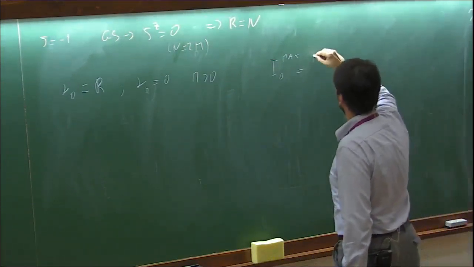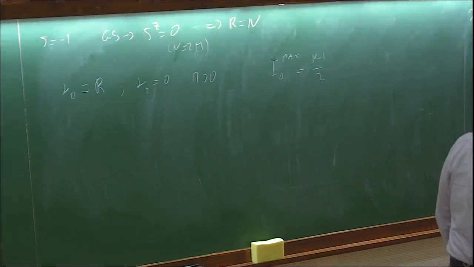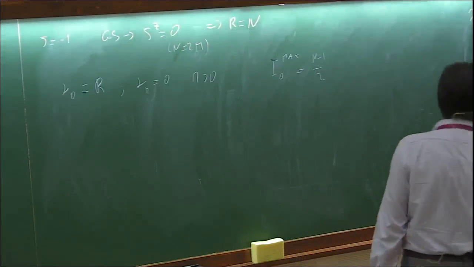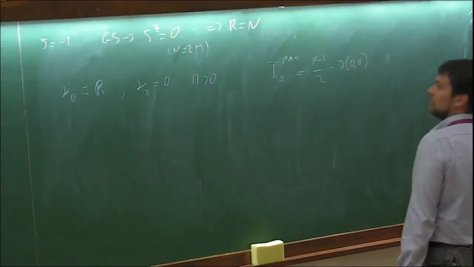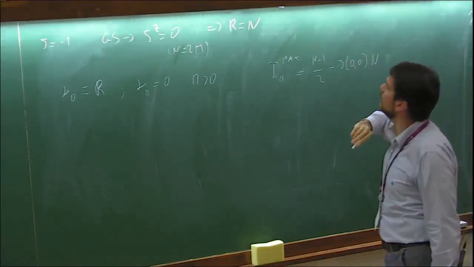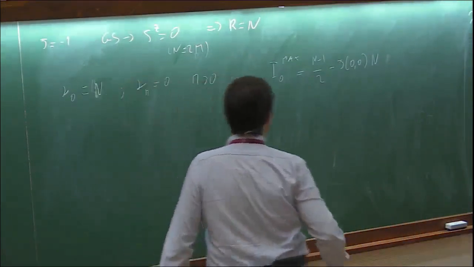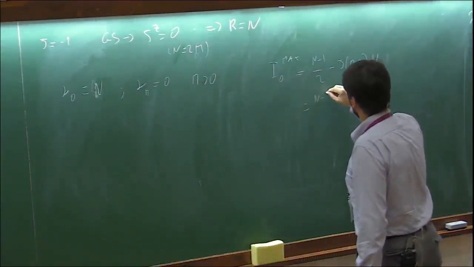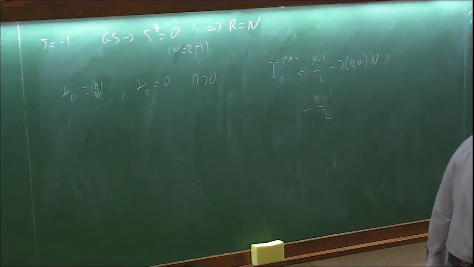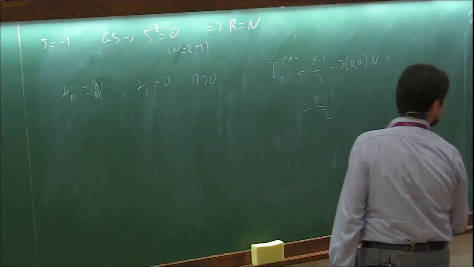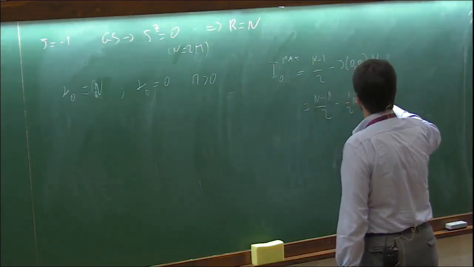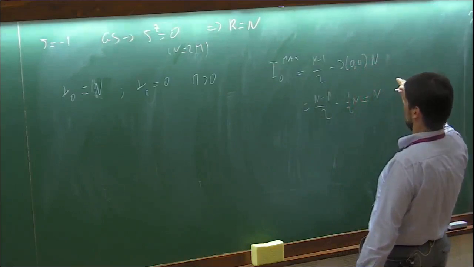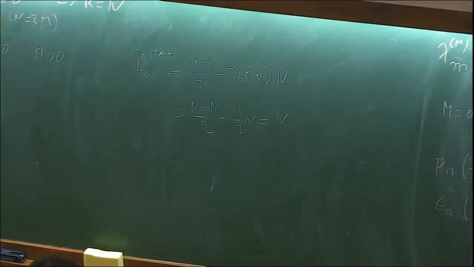It's equal to N minus one over two plus the sum over all the magnons. I only have zero magnons, so minus J zero zero, and I have the number of magnons, which is itself N. Then I look for J zero zero. This is equal to 2m plus 1, so this is equal to 1 half. And so this is, what am I doing wrong? Since I know the answer.